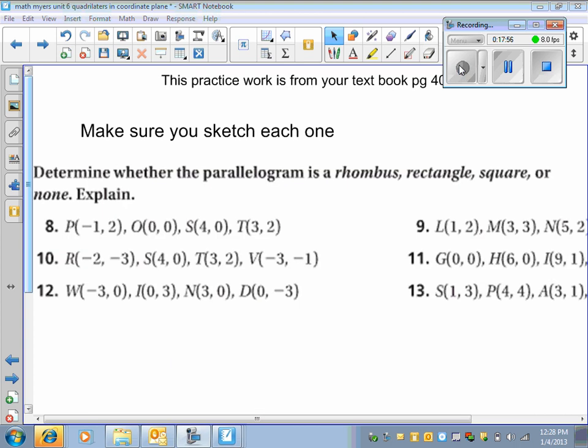Last but not least, I want you to copy down these problems on a little small sheet of graph paper. I want you to graph these, and I want you to determine if it's a rhombus, a rectangle, or a square. And maybe it's none, but whatever it is, I need you to explain.